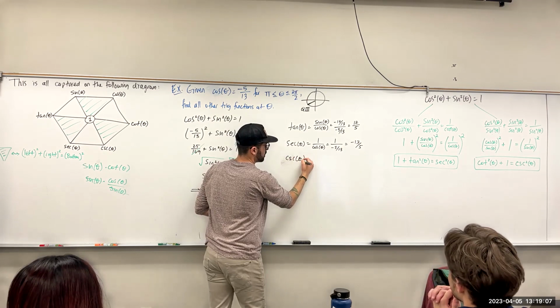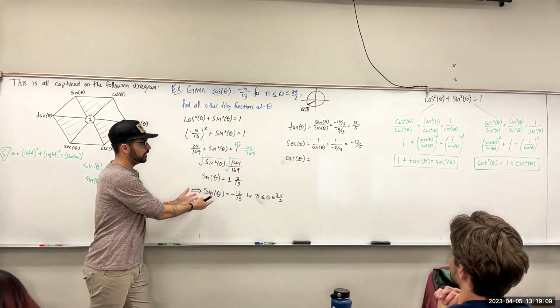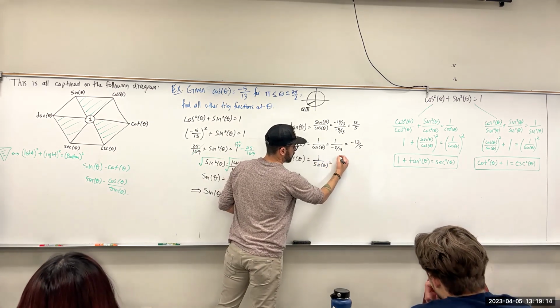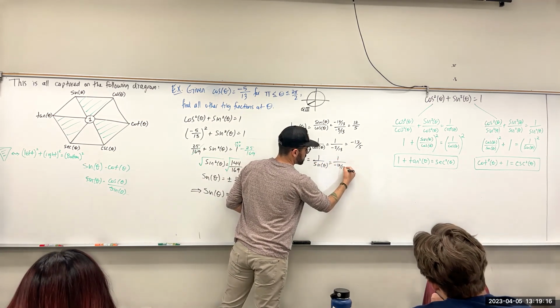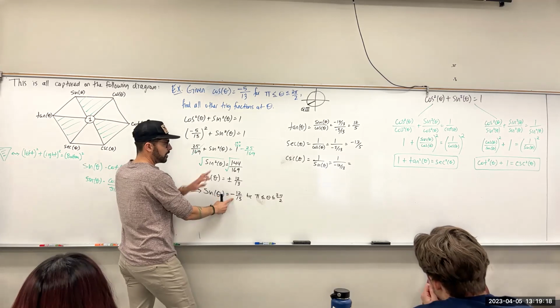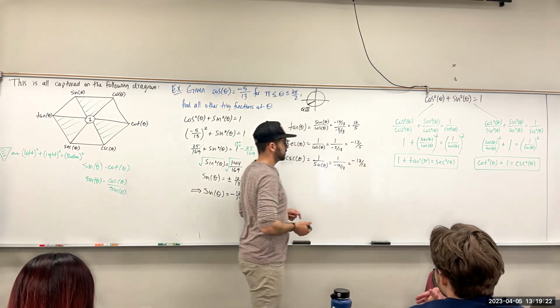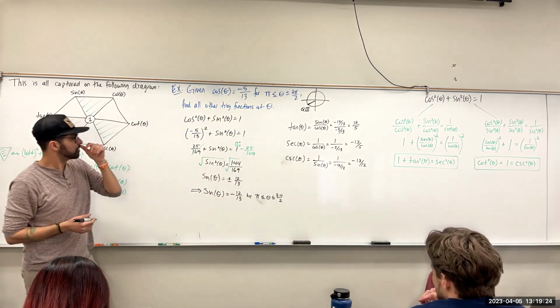Cosecant theta is the reciprocal of sine. So it's 1 over -12/13. What's the reciprocal of this? 13/12. Is that it? Yeah.